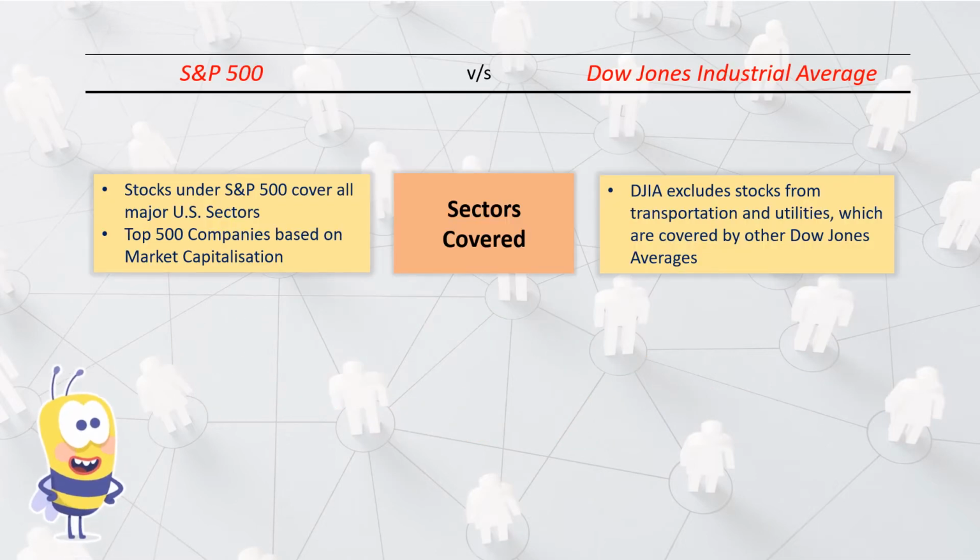Like we saw, S&P 500 covers stocks from all the sectors, whereas DJIA covers the stocks from sectors other than transportation and utilities, since Dow Jones has special indices to cover those sectors.